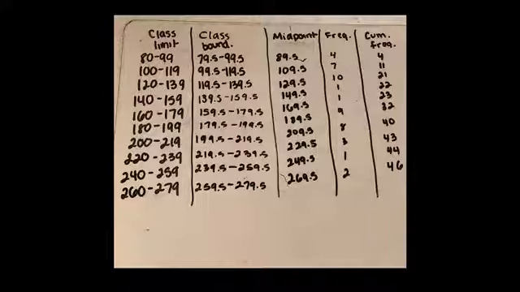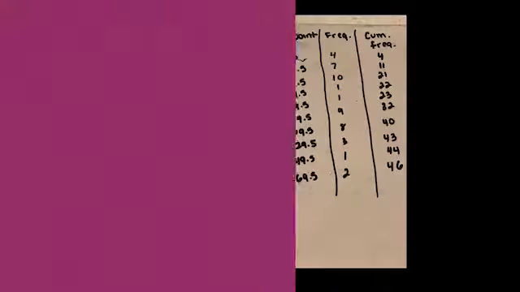The last thing that needs to be done to make the frequency distribution table is the cumulative frequency. This is found by adding the frequency in each class to the total of the frequencies of the classes preceding that class. For example, we added 4 plus 7 to get the cumulative frequency of 11 for the class of 100 to 119.